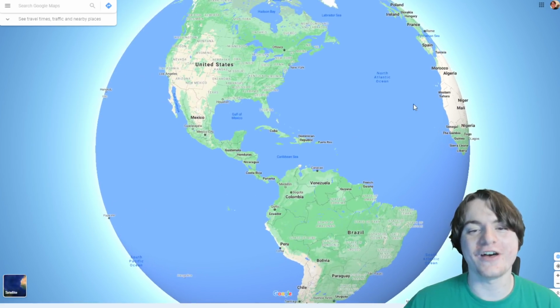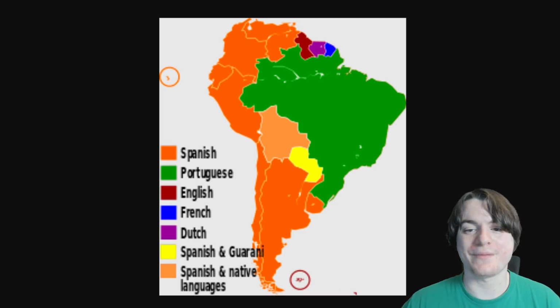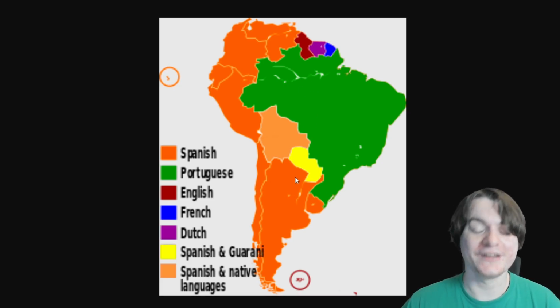So how do you divide the Americas up? Honestly, it's very hard. I've got this map as my fun reference, like, wow, this is how you divide South America by language.